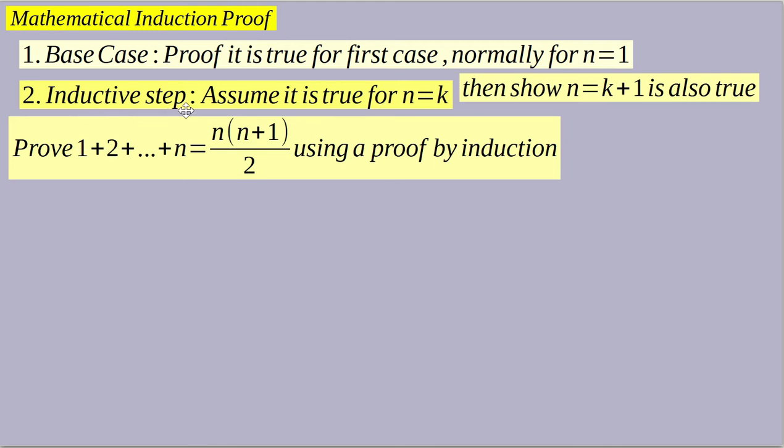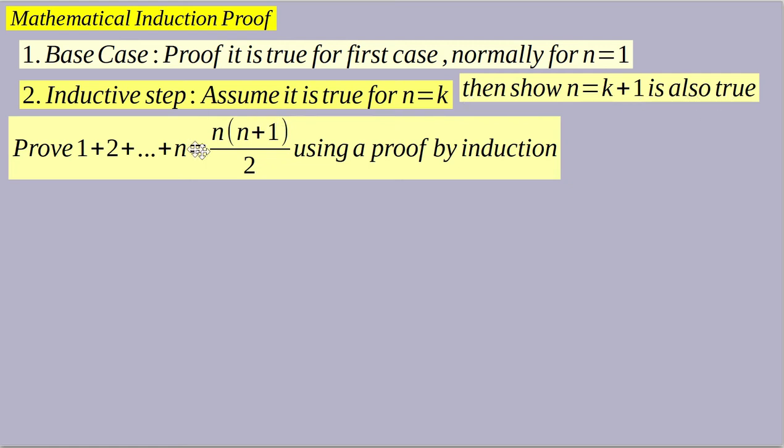In the inductive step, you make an assumption. That's called the induction hypothesis. You make an assumption that it is true for n equal to k. Then you show that n equal to k plus 1 is also true.